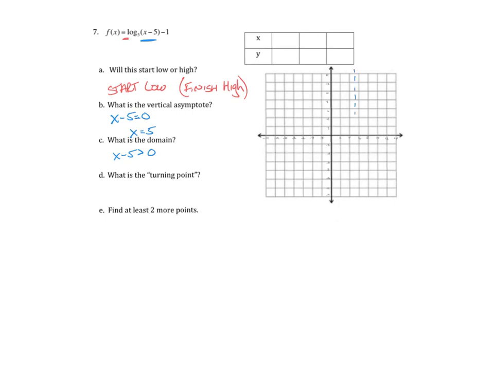I'll put that right over here on my graph. Once again, you can see my graph is counting by 2's if you can't see that. I don't know, that might be a little bit small. Equals 5, x equals 5 is our vertical asymptote, and everything should be bigger than that. So if everything's bigger than that, we'll keep going from there.